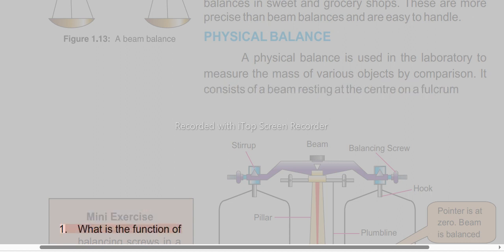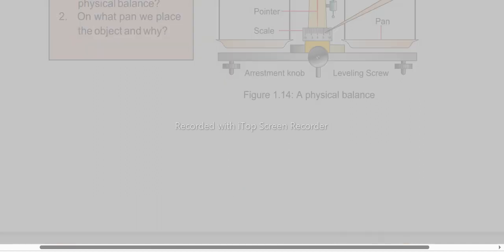Mini exercise. 1. What is the function of balancing screws in a physical balance? 2. On which pan do we place the object and why? Figure 1.14, a physical balance.